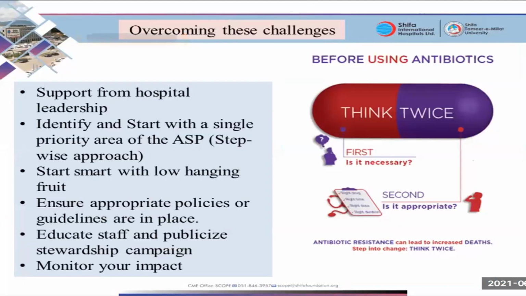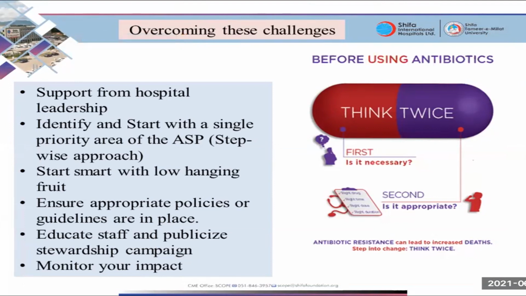How can you overcome these challenges? You need support from the hospital leadership. Without the support from hospital leadership, it is simply not possible. Then identify one specialty or one problematic drug and start from there. So it should be a stepwise approach, and start smart with the low hanging fruit, ones you can easily access, and ensure appropriate policies or guidelines are in place.